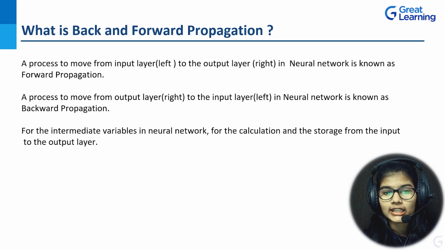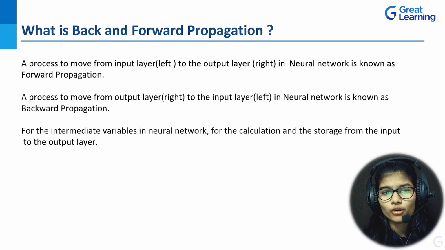So it happens that for the intermediate variables in the neural network, what are the intermediate variables? The variables which are in the middle. Whatever variables you have in the intermediate, and even for the calculation and for the storage from the input to the output layer, these respective things take place. So for the storage from input to output, for the calculation from input to output, the back propagation and the forward propagation take place.